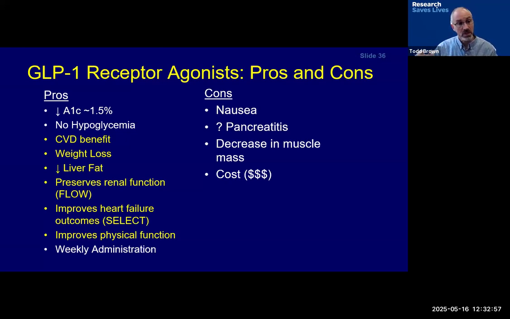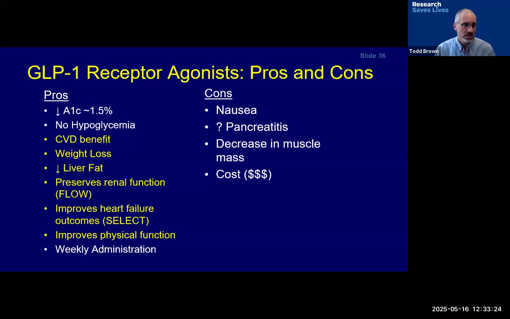So we go up slowly every month on the dose of these drugs to try to attenuate some of the nausea, vomiting, sometimes diarrhea. There's an increased risk of pancreatitis. So I generally steer clear in people who have had pancreatitis in the past from any cause. There is a decrease in muscle mass, which goes along with the weight loss.